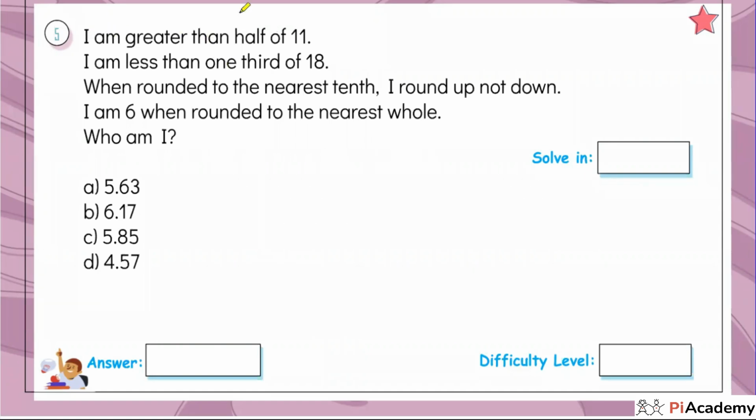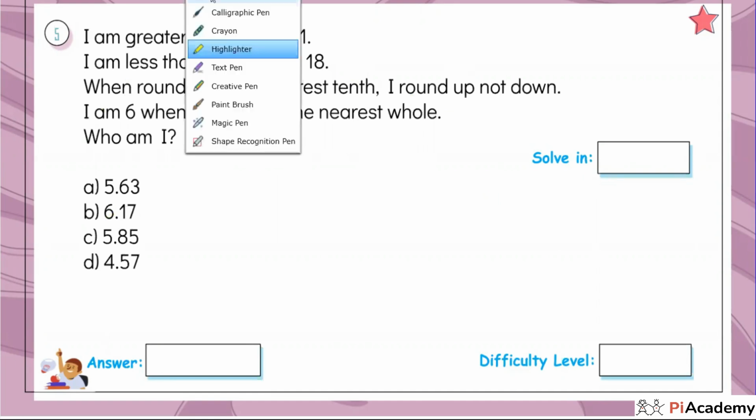I am greater than half of 11. This is the first line. The next line is, I am less than one third of 18. The third point is, when rounded to the nearest tenth, I round up, not down. I am 6 when rounded to the nearest whole. So we have these four clues, and using these we have to figure out who am I. You have four options, and I'm giving you 2 minutes to solve this question.